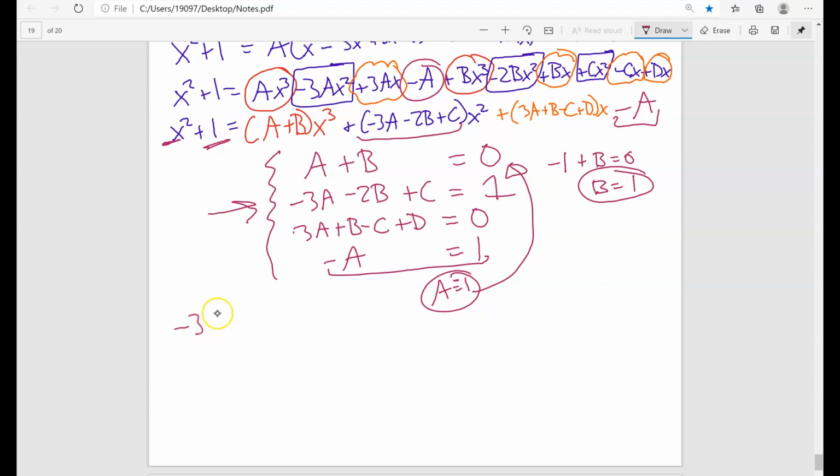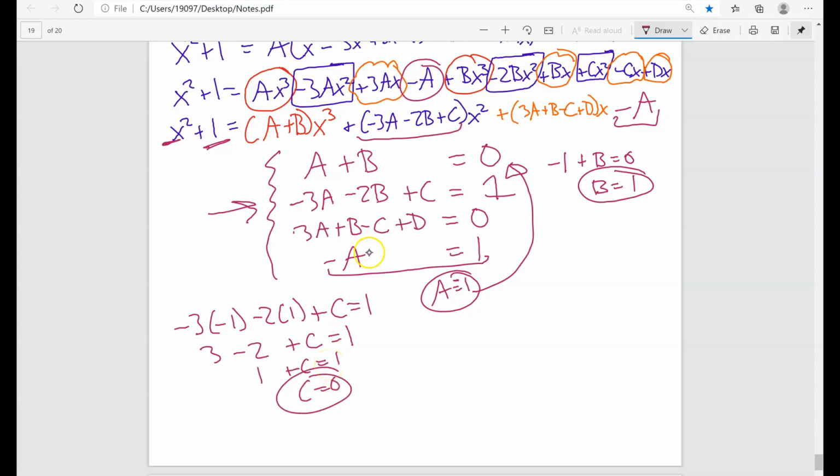So we have negative 3, a is equal to negative 1, b is equal to 1, c, I don't know what that is, so let's solve for it. So 3 minus 2 plus c equals 1. This gives me a 1. So c equals 0. So that means there's no c term. Okay, good. And now we're going to look at the last one. So to figure out what d is.